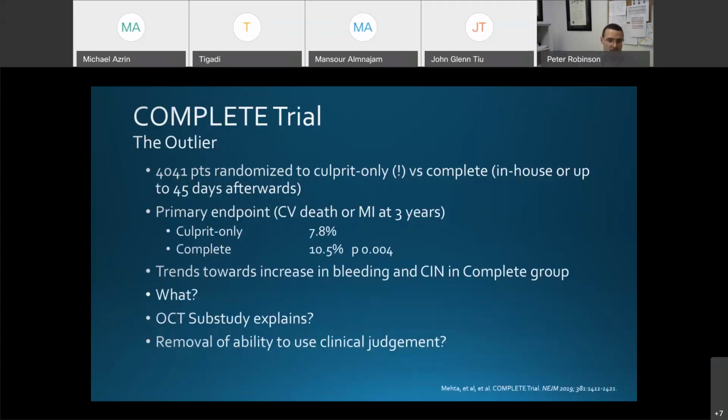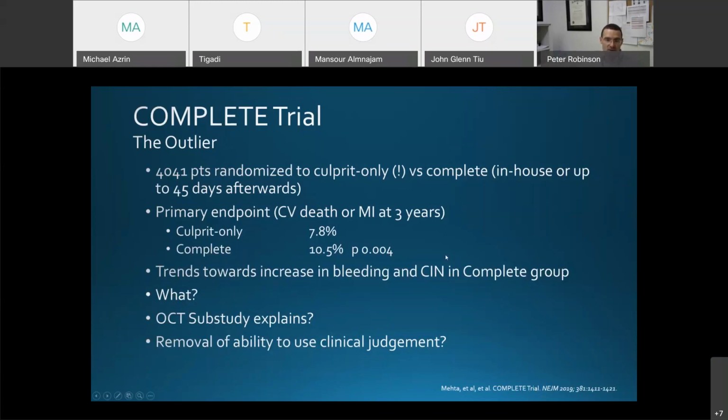Now, having said all that, I think we talked about this in Journal Club. The COMPLETE trial came out. I would consider it to be an outlier, but it's an outlier that needs to be discussed and does lend more credence to doing more complete revascularization. Hence the name of the trial. You can tell they're biased just by the name of the trial.